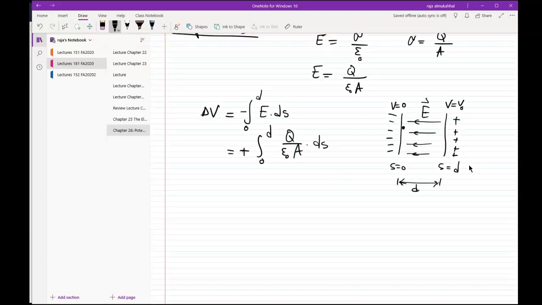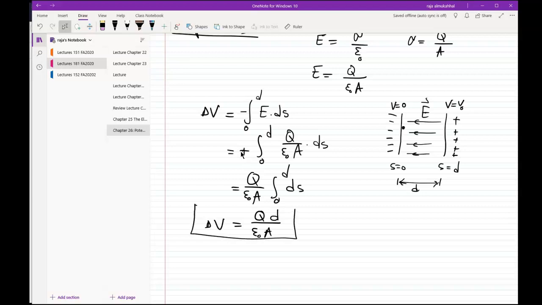And now when I integrate that, remember that Q, epsilon naught, and A are constant, so I can take them out of the integral. So I have Q over epsilon naught A times the integral from 0 to d of ds, and that would basically give me d. So that will be Q over epsilon naught A times d, and that's basically what the potential is. And of course, we have written it this way, if you remember, Ed, and there we go, we have it here.